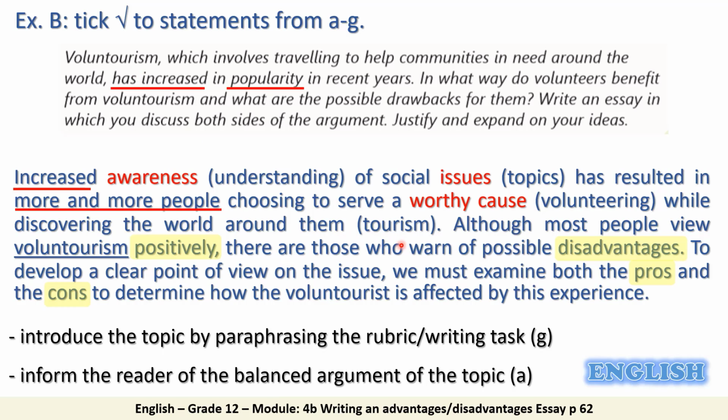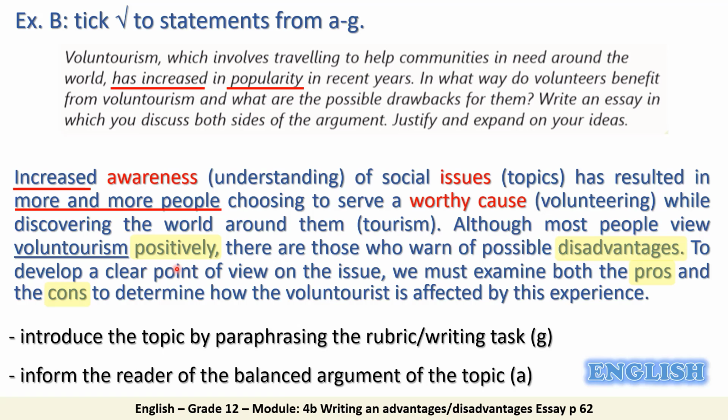So he paraphrased voluntarism using 2 expressions. The first one here, yes, it's a phrase, right? And the second one here is an adverb phrase. Although most people view voluntarism positively, this is the second idea right here. In the introduction, you inform the reader of the balanced argument of the topic. Balanced argument means that you will present the positive aspects, okay, and the disadvantages.